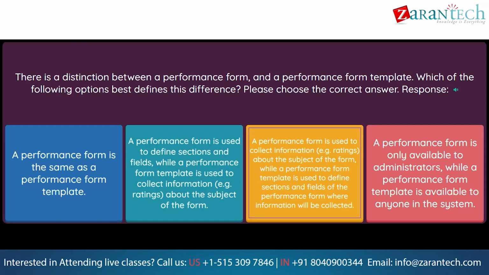Option 3, a performance form is used to collect information, e.g. ratings, about the subject of the form, while a performance form template is used to define sections and fields of the performance form where information will be collected. Option 4, a performance form is only available to administrators, while a performance form template is available to anyone in the system.